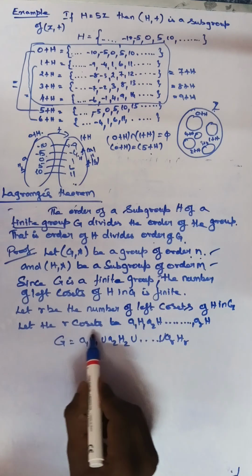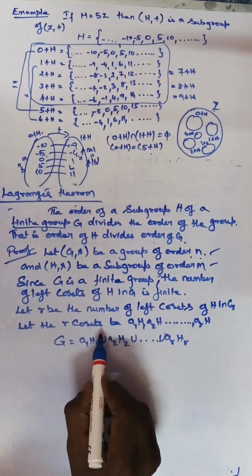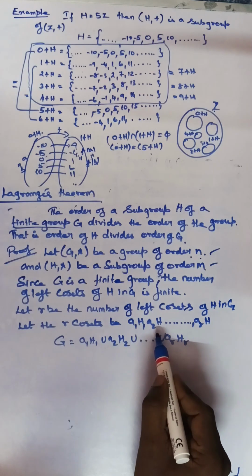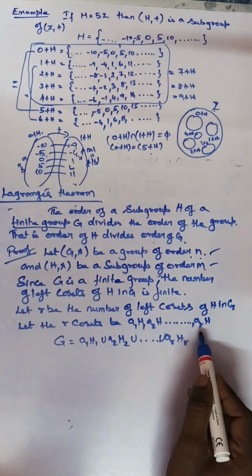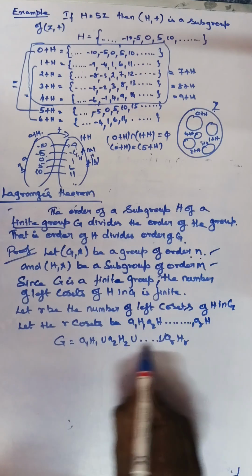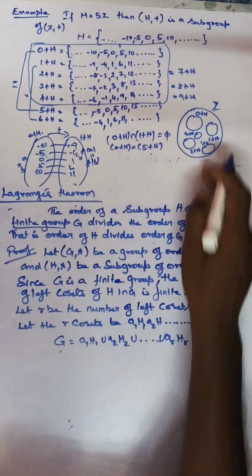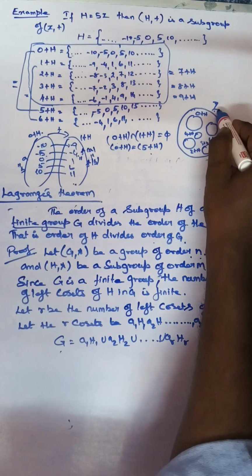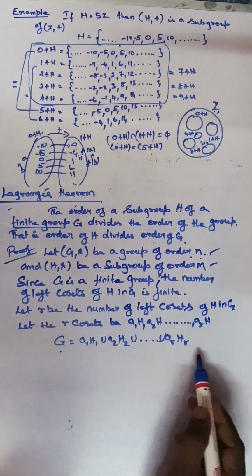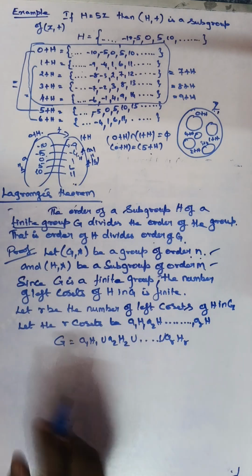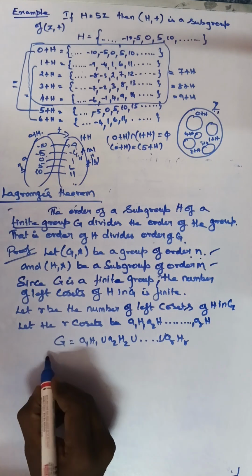Let the r cosets be a1H, a2H, up to arH. There are r left cosets. The union of all these is nothing but G. The union of these r left cosets is G. Now we take the order of G.